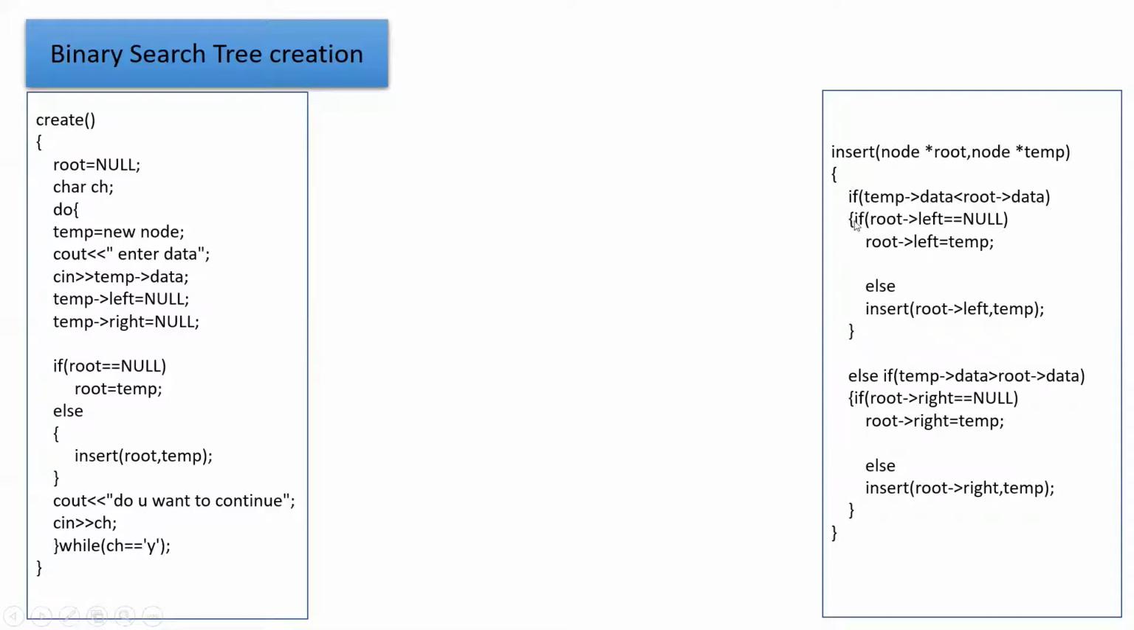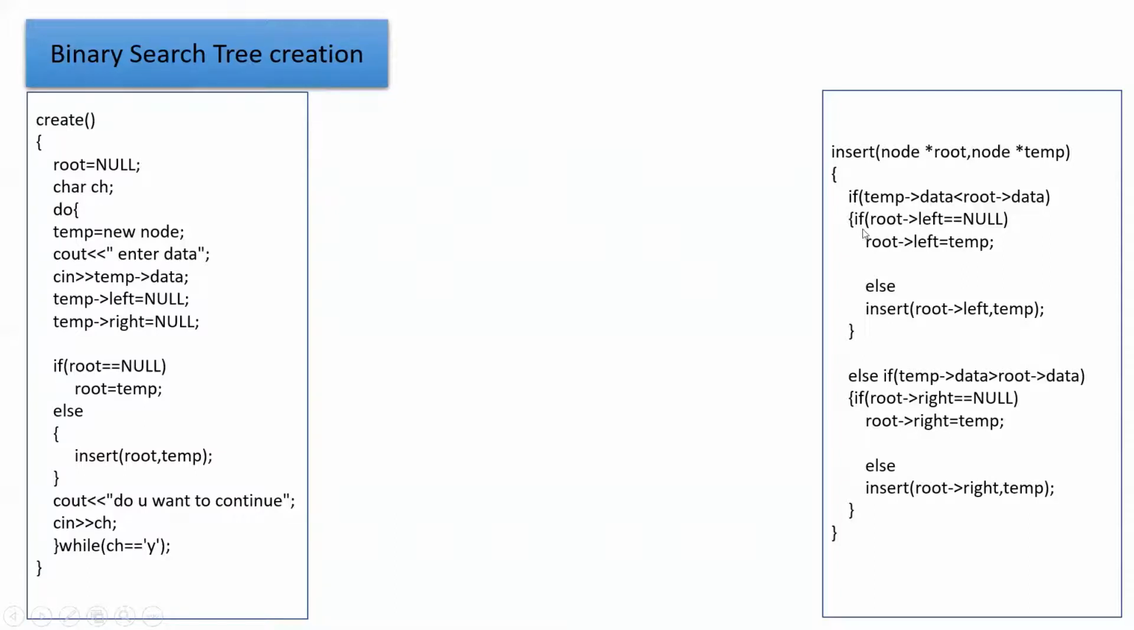So inside the insert function definition, we check whether the new node data, that is the temp data, is less than the root data or not. If it is less, one more condition we check here, if the root left is equal to null. If this condition is true, then we establish the link between the new node and the root, that is the root left is equal to temp.